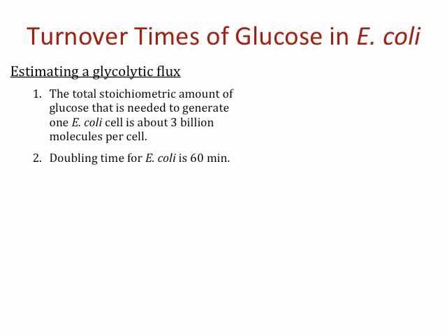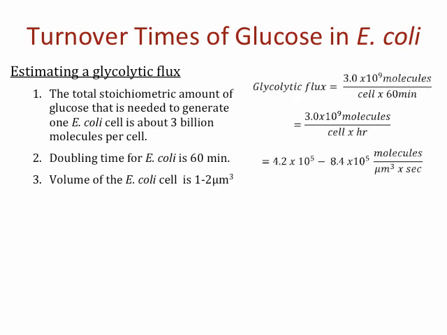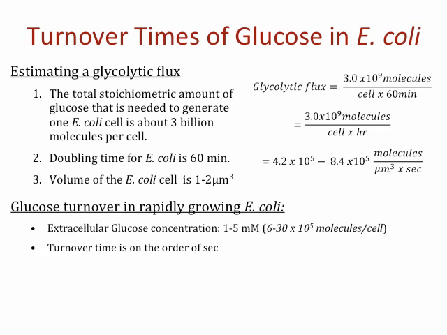Turnover times, you can actually estimate them based on data. First, 3 billion glucose molecules are roughly required to build an E. coli cell. And if it's doubling every 60 minutes and the volume is 1 to 2 cubic microns, you can estimate the glycolytic flux to be on the order of 400 to 800,000 molecules per cubic micron per second, slightly below the estimate given on the previous slide.